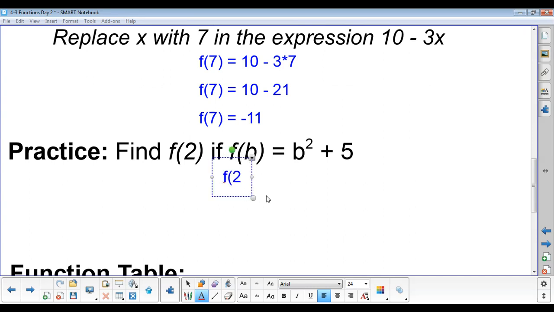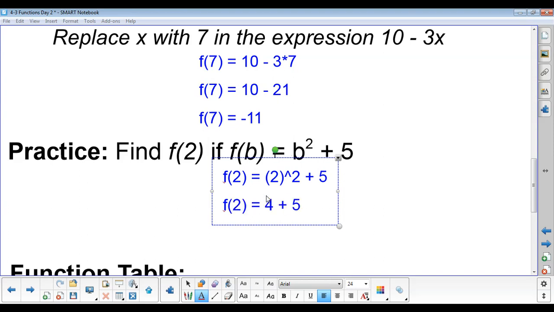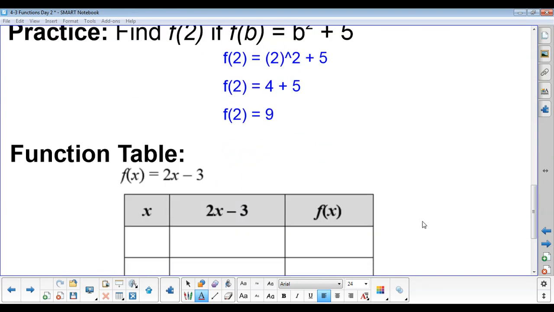So f of 2 is equal to 2 squared plus 5. 2 times 2 is 4. And 4 plus 5 is 9. So f of 2 is 9.